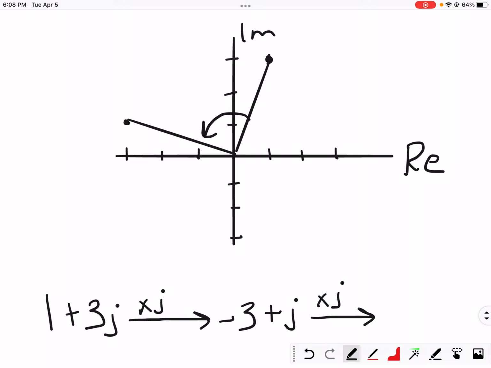Let's multiply this by j again, and this is in the PowerPoint, -1 minus 3j. That's 1 to the left and down 3, which will put us right here. And gee whiz, it looks like it's 90 degrees again. So long story short, every time you multiply by j, we wind up rotating whatever complex number or whatever vector we have by 90 degrees. And that, to me, is very cool.